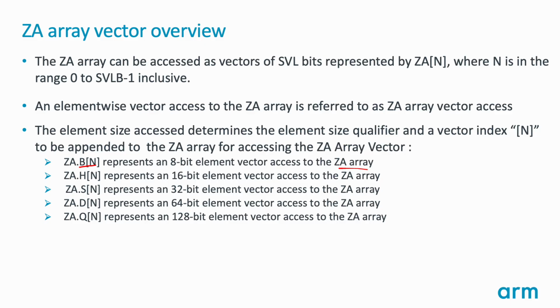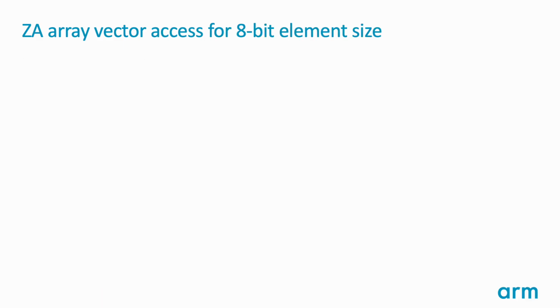B suffix is used for 8-bit element size in that particular ZA array vector. H is used for 16-bit element. S suffix is used for 32-bit element size. D suffix is used for 64-bit element size. Suffix Q is used for 128-bit element size in a ZA array. How does it look? Here is an example of how a ZA array can be accessed for 8-bit element size.